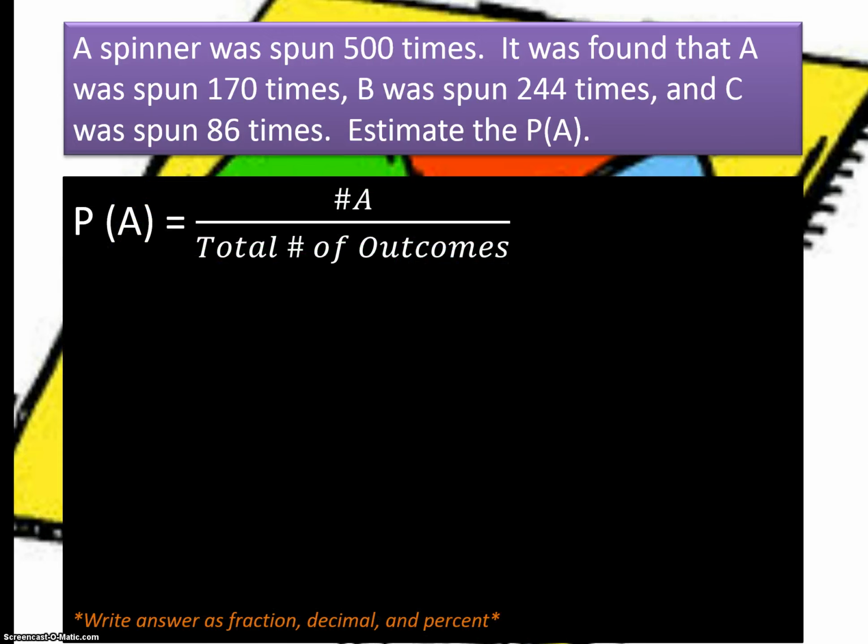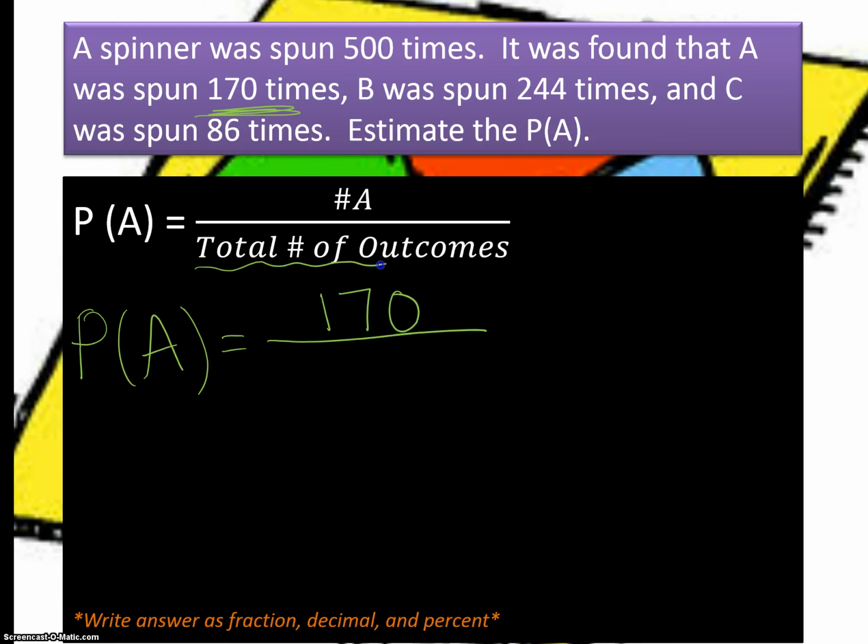So I take the probability of A, I write that P of A equals. Then I have to figure out the number of times A was spun. So my probability of an A in this experiment, the relative frequency, is A. Well, let's check. A 170 times. So I put 170 in my numerator. Now the total number of outcomes, be careful here, you're not going to add 500 plus 170 plus 244 plus 86 to get 914. It was spun 500 times. That information is already given to you. So all you have to do is write it like that.